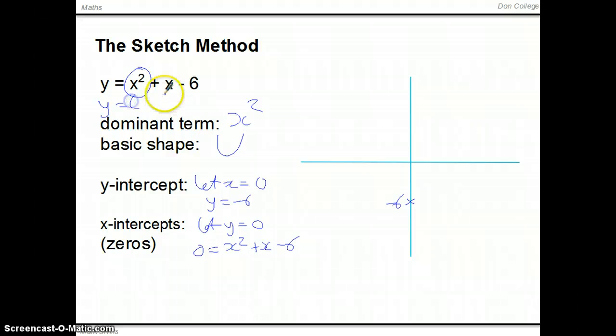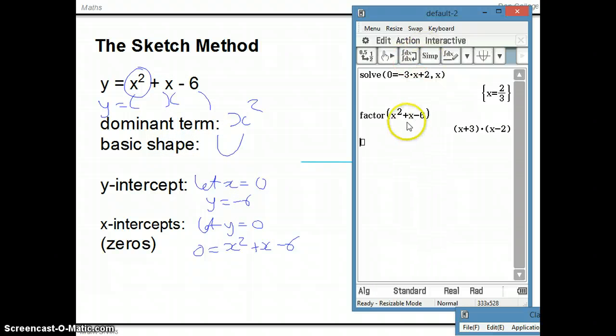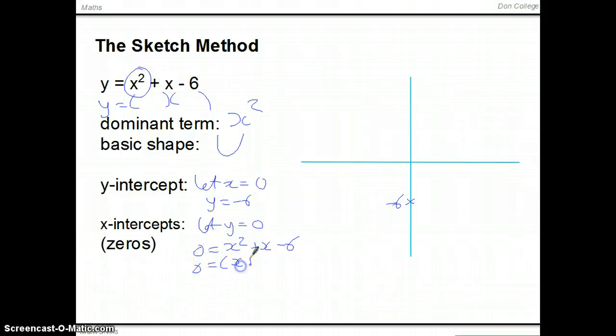Now it could be helpful to have that factorized in order to make that easy. You can do that on your calculator if you like. You can see I've done it here. Factorize this, gives us x plus 3, x minus 2. So 0 equals x plus 3, x minus 2. So we can let that equal 0 or let that equal 0, meaning that x is either equal to negative 3 or 2. Now we went through this in detail on the last video, so if you're not sure what's happened there, please go back and watch number 2. So we're going to have a crossing point here, and a crossing point over here.